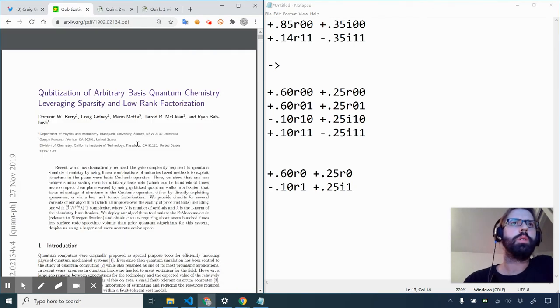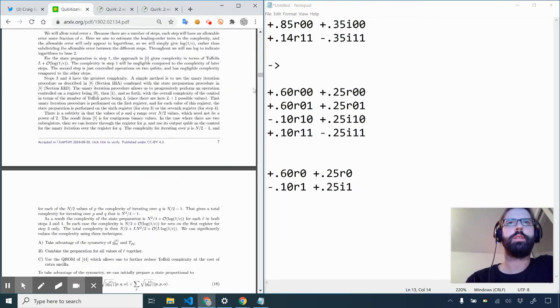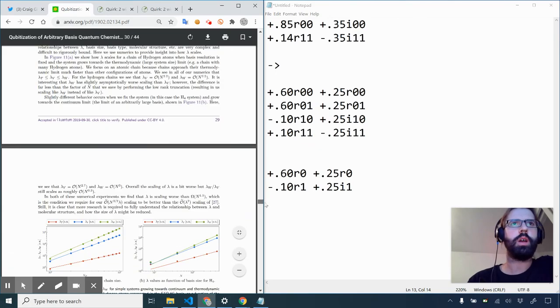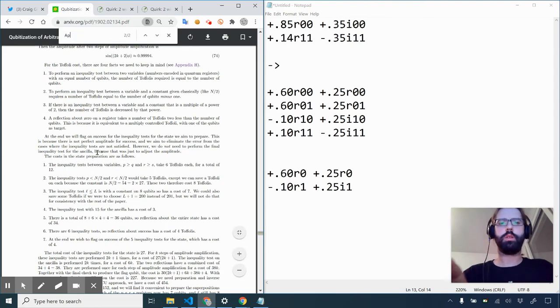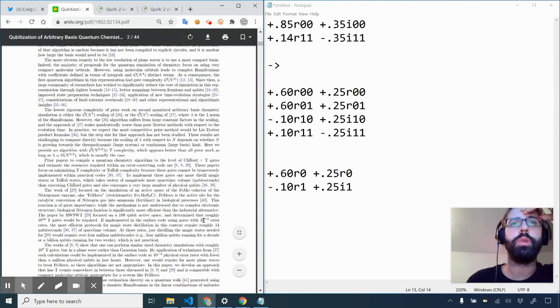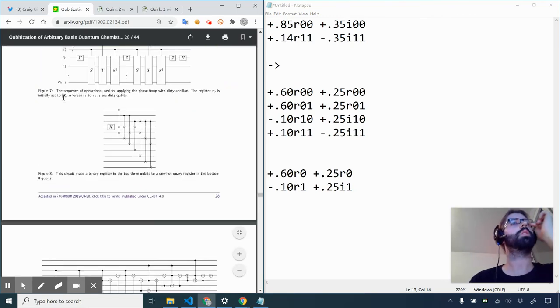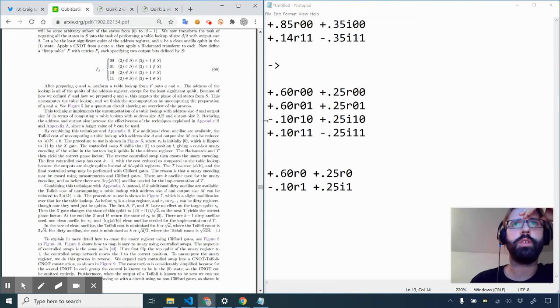Whoa. Qubitization of arbitrary basis quantum chemistry leveraging sparsity and low rank factorization. That's beautiful. That's insane. I'm never going to be able to read this. There's some appendix C apparently. I can't really. Oh, F. C, D. There's some interesting stuff in here, I think.